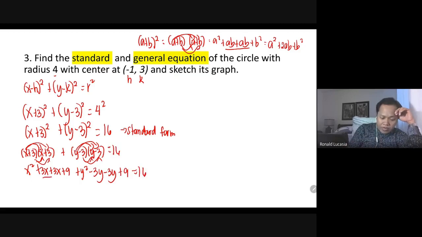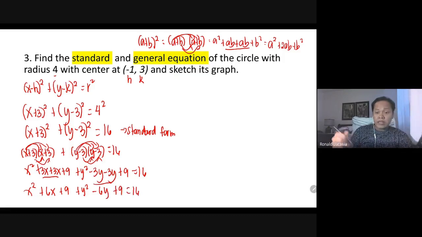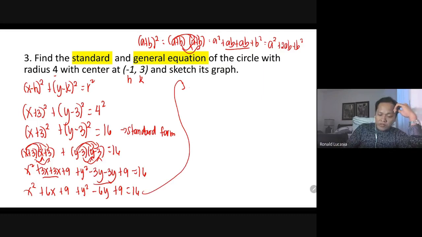And then this one is a similar term, this one is a similar term. So I can simplify that as 2x because x plus x is 2x, plus 1. And then plus y squared, negative 3y plus negative 3y is negative 6y, plus 9 is equal to 16. We're not done yet. So this will give us x squared. Rearranging the terms now, plus y squared, plus 2x minus 6y plus 10 is equal to 16.